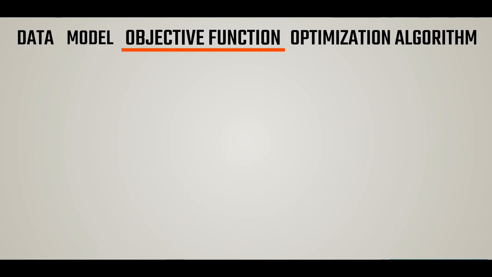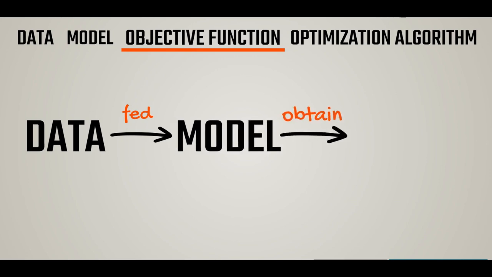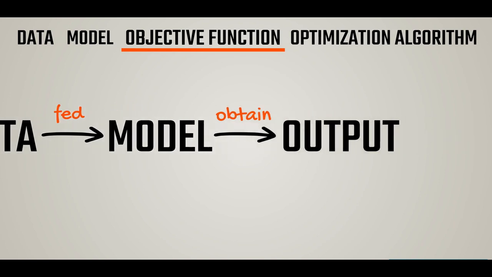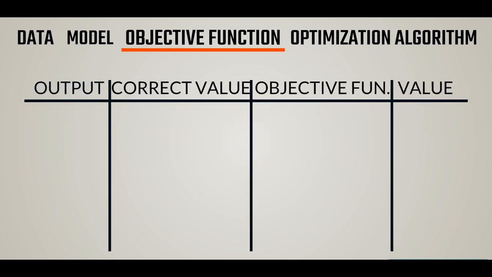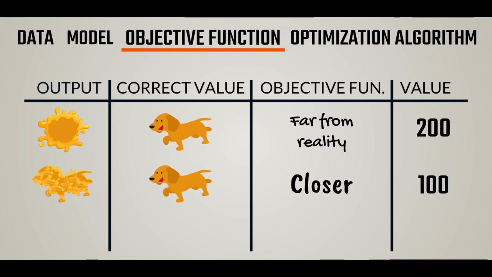Awesome! The third ingredient is the objective function. So far, we took data, fed it to the model, and obtained an output. Of course, we want this output to be as close to reality as possible. That's where the objective function comes in. It estimates how correct the model's outputs are, on average. The entire machine learning framework boils down to optimizing this function.